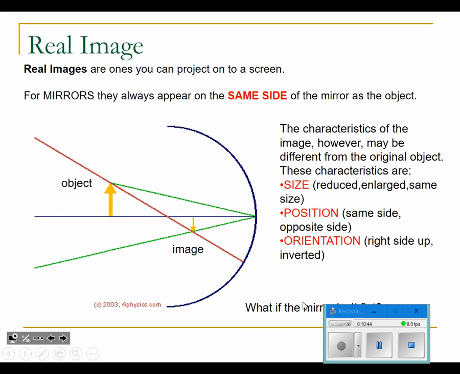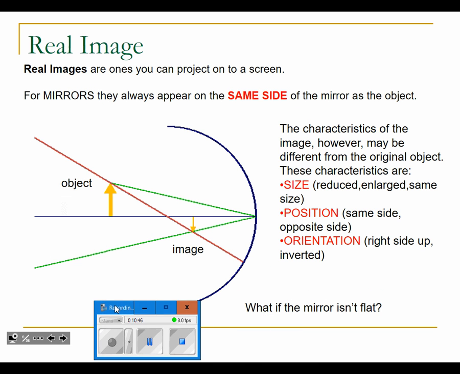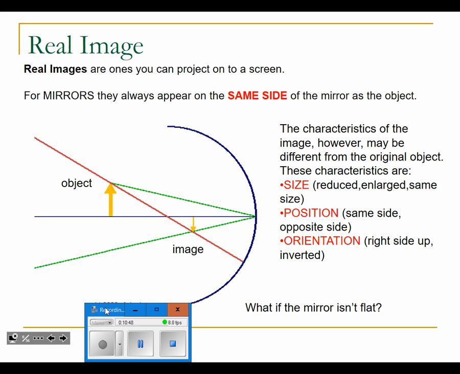Now, real images, though, are a different type of image. Real images are ones you can project onto a screen. And for mirrors, they are always going to appear on the same side as the mirror. So this curved image right here is my mirror. It curves, and I have my object as an arrow, and I'll always draw my objects as arrows when we draw these ray diagrams.